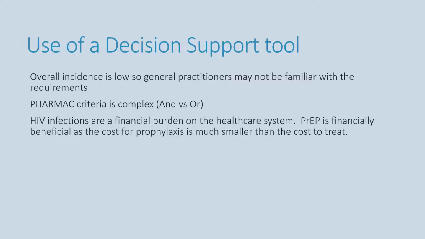There are a few reasons why I believe a decision support tool will be helpful. Overall incidence is relatively low and the medication has only been funded recently, so general practitioners may not be very familiar with this medicine. As demonstrated, the Pharmac criteria is complex, and HIV infections are a financial burden on the healthcare system. PrEP is financially beneficial as the cost for prophylaxis is much smaller than the cost to treat an infection.